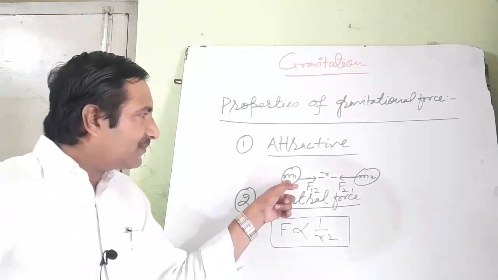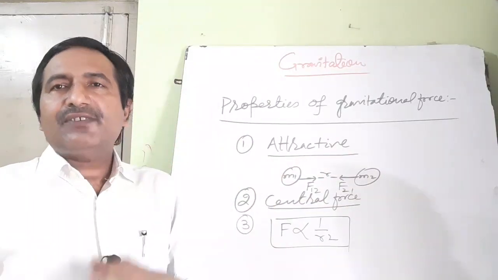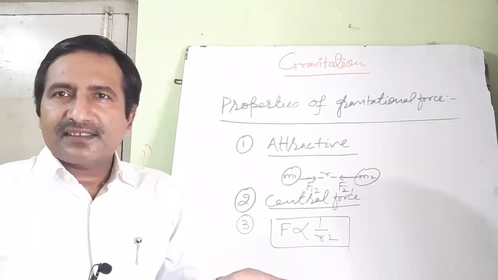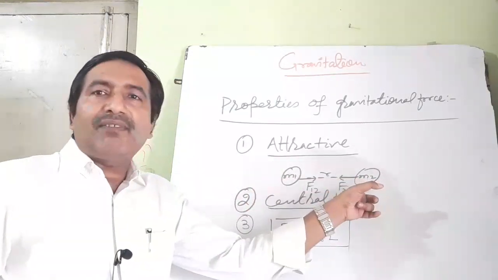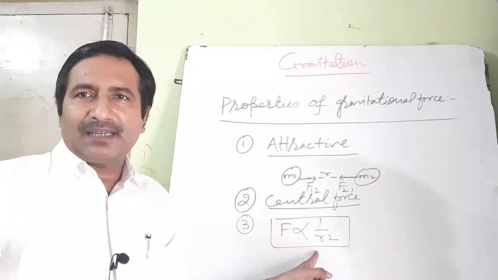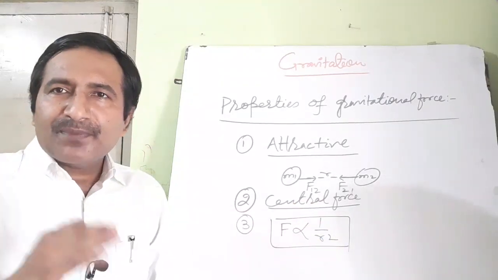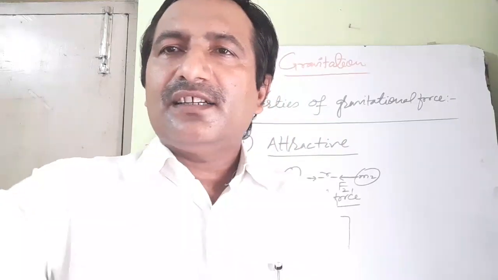It means if the distance between the two bodies is increased, the gravitational force between them will decrease. If the distance between two bodies decreases, gravitational force will increase. From here you can say that if r becomes double, then force will become 1 by 4 times because of r squared. If r becomes half, then force will become 4 times. Is it clear? So this is the way to understand inverse square law.